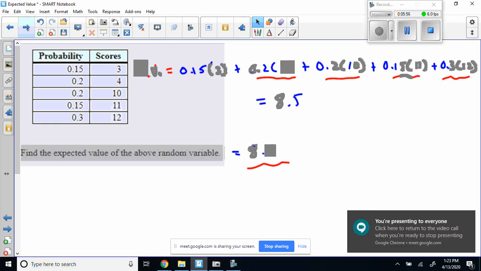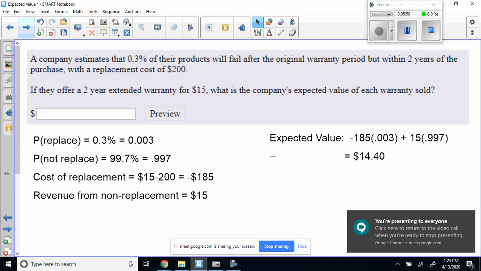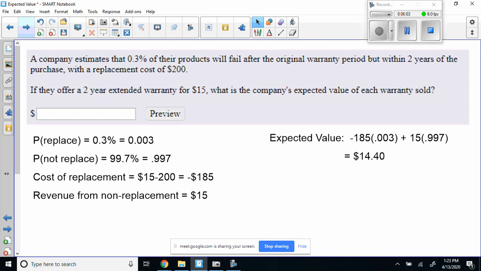All right. Here's the third one. A company estimates that 0.3%, that's 0.3%, right, of their products will fail after the original warranty period. So if a warranty period's a year, you go to Best Buy, they will warranty it for a year. Anything after a year, you got to go to the manufacturer. That's why they sell extended warranties, right? But within 2 years of the purchase, wait.